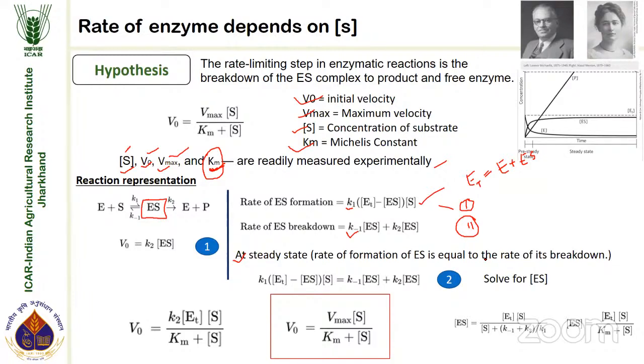Okay, so ES will be in a sufficiently saturated condition. If you assume that condition, then since the rates are equal, these two equations, equation 1 and 2, will become equal. So you just equate these equations and solve for ES.